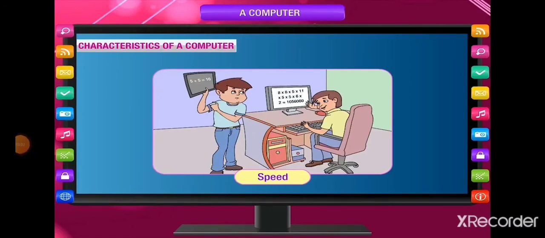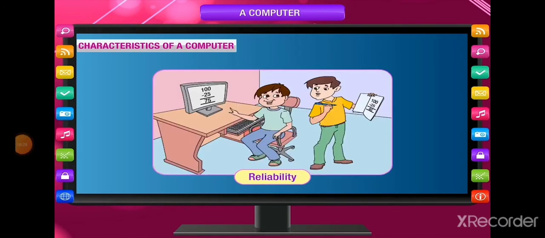Next is characteristics of computers. Well, a computer has certain characteristics that make it different from other machines, even from the human. The first one is the speed. A computer can perform a large number of calculations quickly, isn't it? Yes, a computer is having very good speed.